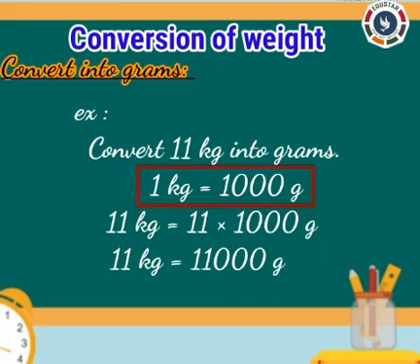Next, convert 11 kilogram into grams. We know 1 kilogram is equal to 1000 grams. 11 kilogram is equal to 11 into 1000 gram. The answer will be 11,000 gram. Therefore, 11 kilogram is equal to 11,000 gram.